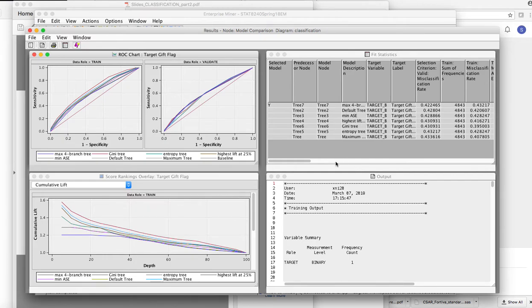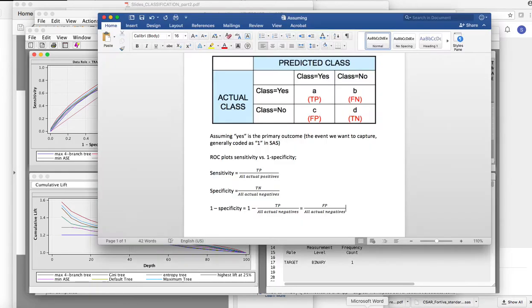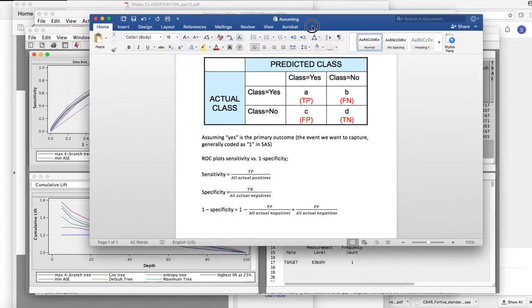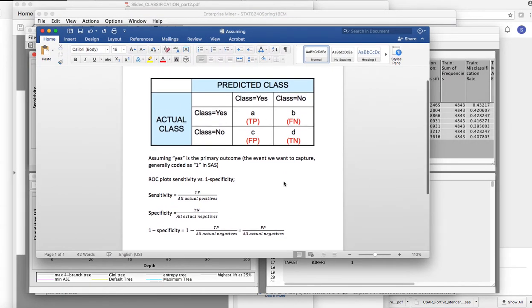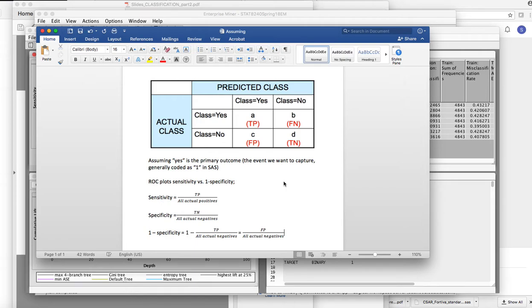So what is this ROC curve? If you look at the Enterprise Miner result, you will see that the y-axis is called sensitivity, and the x-axis is called 1 minus specificity. The definition of sensitivity and specificity depends on our decision matrix, and I have made a document to tell you what sensitivity and specificity are.